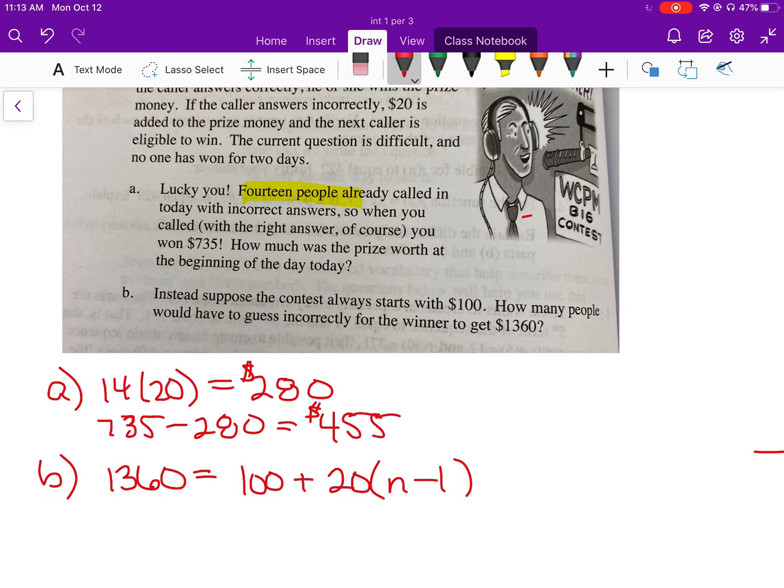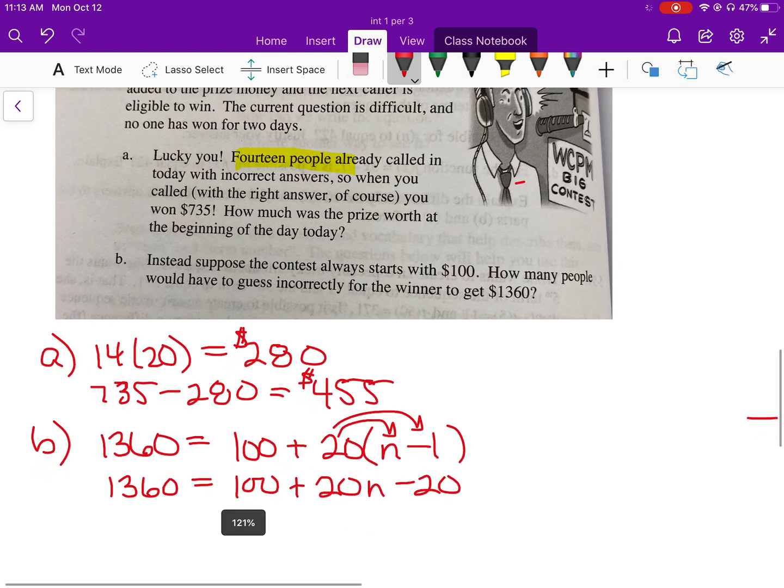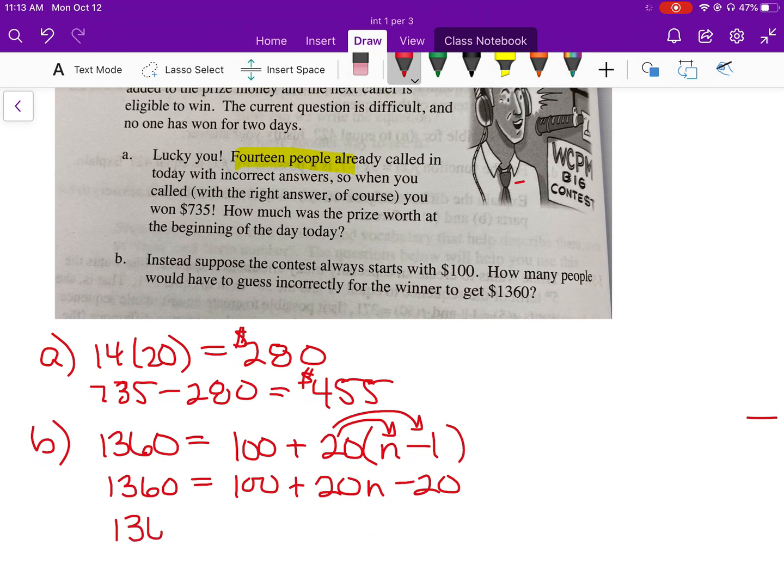So I can distribute. 20 times n is 20n. 20 times negative 1 is negative 20. So I get 1,360 equals. Probably want to combine like terms. Would you guys want to combine like terms? So 100 minus 20 is 80. So that's 20n plus 80.